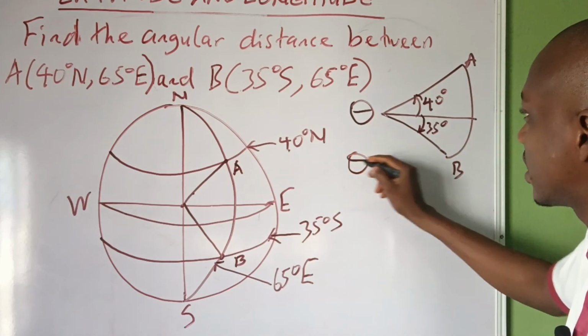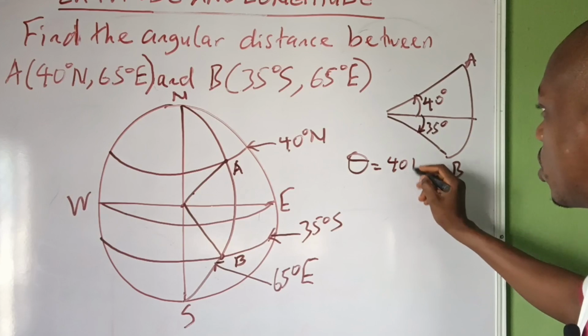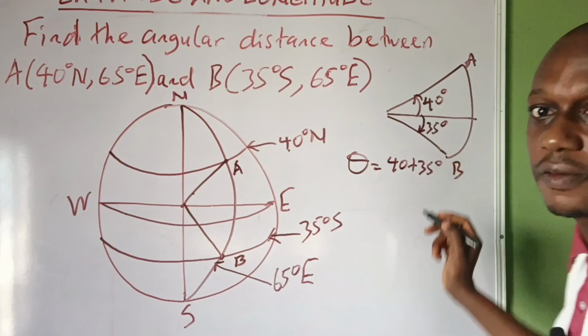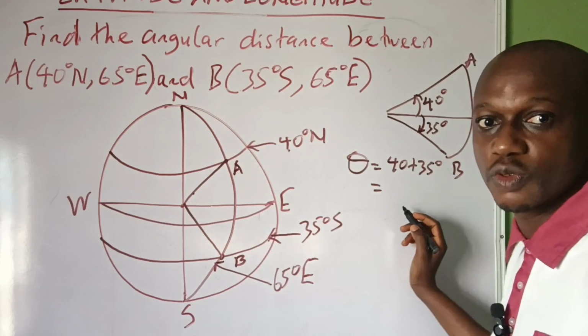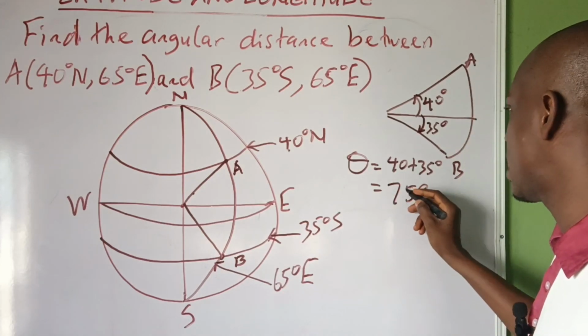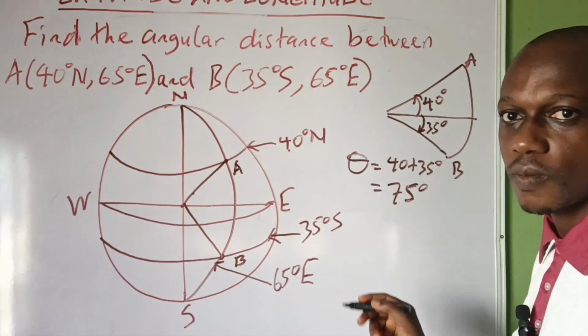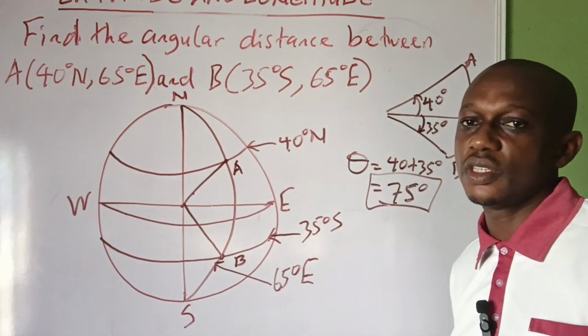So add both together because we want to know this distance. Our theta naturally will be the addition of 40 and 35. When you add both together, what do you have? 40 plus 35 is 75. So we have 75 degrees. This is our angular distance that they want us to calculate.